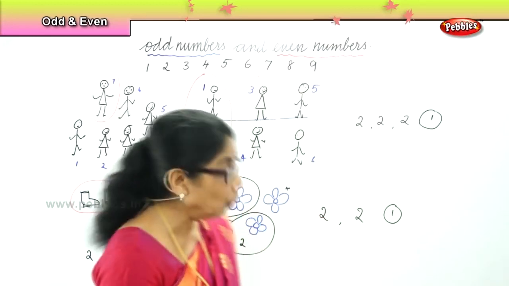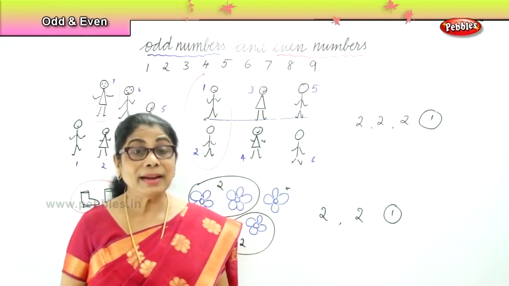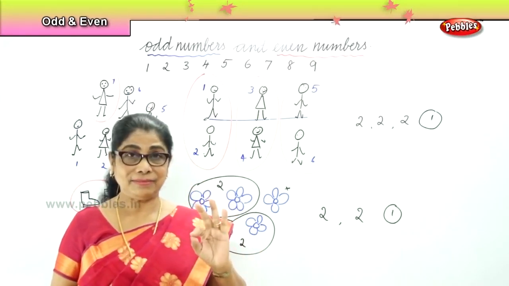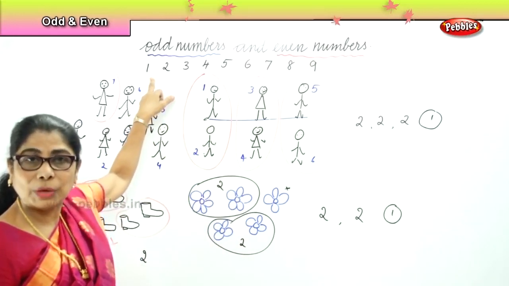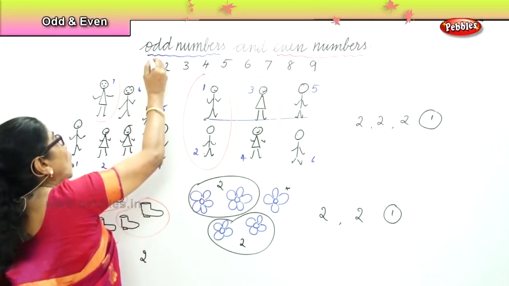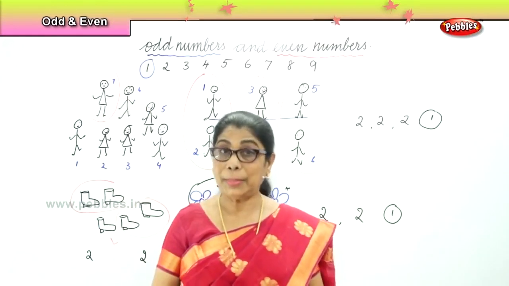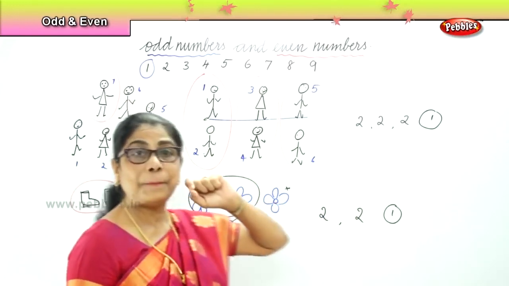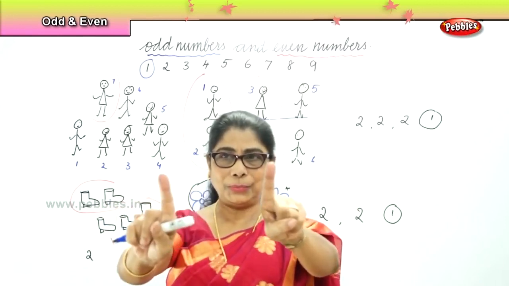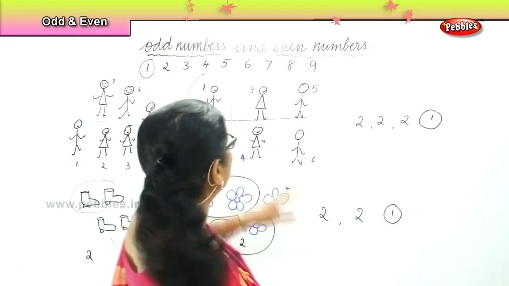Now, let us look at number 1. The number 1 stands by itself, and so it doesn't have a partner. And we call that number 1 an odd number. Now number two. Number two has a partner. 1 plus 1, 2. And we say that is an even number.